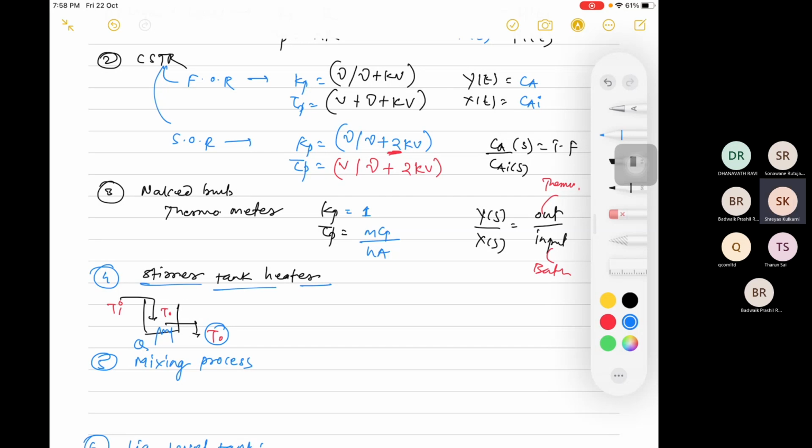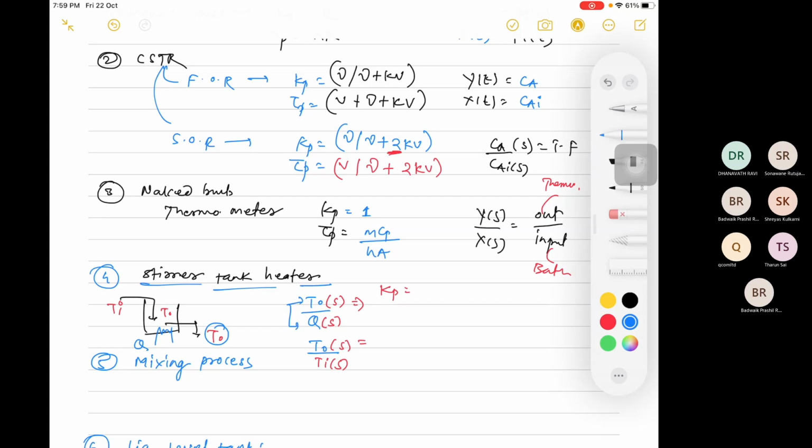So I'll write two equations independently. For one input, the output is TO always, right? And what is the input? Input may be Q, and second, instead of Q, I'll take Ti, right? There are two inputs and output is only one. So in this case, you will get Kp. You can see these are two different units, right? You have T divided by Q. So Kp will have its own value.